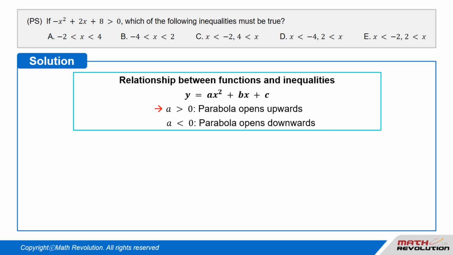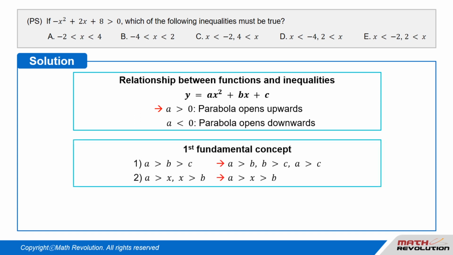y equals a times x squared plus b times x plus c. a is greater than 0: when a is positive, the parabolic equation will result in a sign of U, a parabola opening upwards. a is smaller than 0: when a is negative, the parabolic equation will result in a sign of n, a parabola opening downwards.